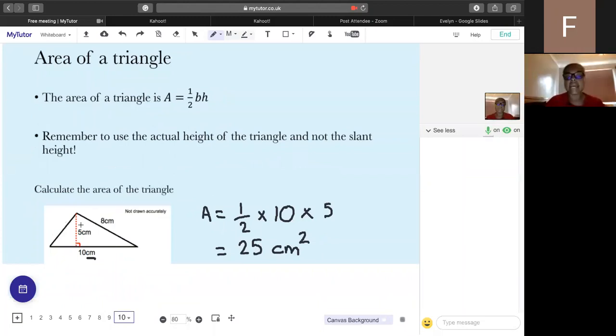Because if I did 8 times 10, that would give me 80, and that would be much larger than the actual area of the triangle. So that's why we always use the vertical height and not the slant height, because it won't ever give us the correct answer. So make sure you do use the actual height.